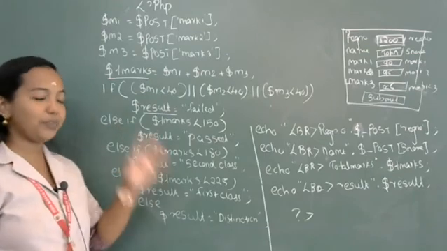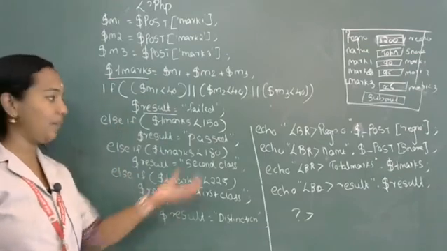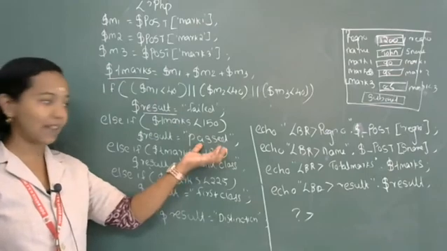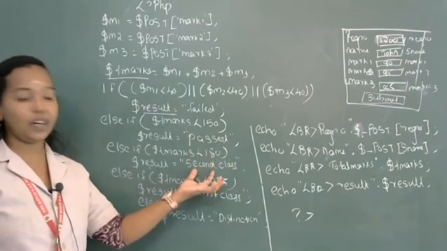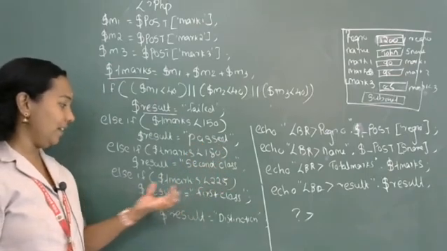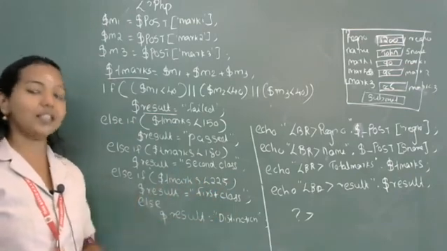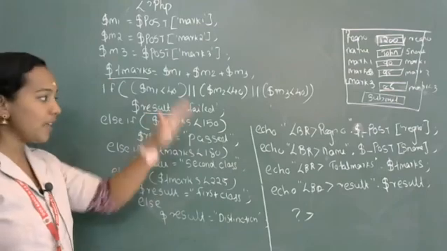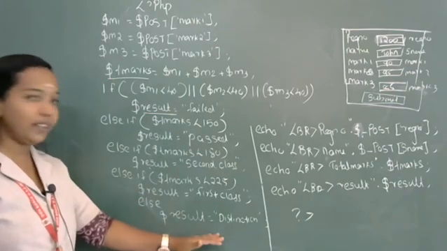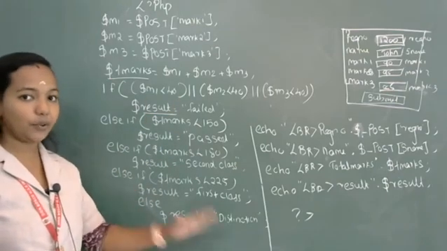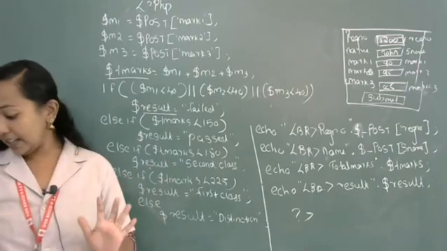Then else if the total mark is less than 150, then the student passed. Otherwise less than 180, second class. Then if it is less than 225, first class, otherwise distinction. So these all are the conditions. So by this we find out the result. Okay, any one of the conditions will be satisfied.